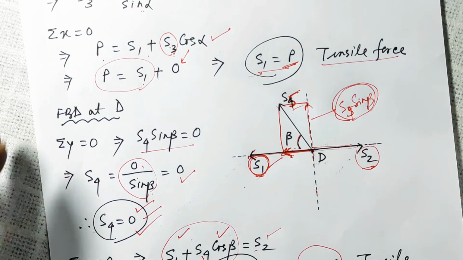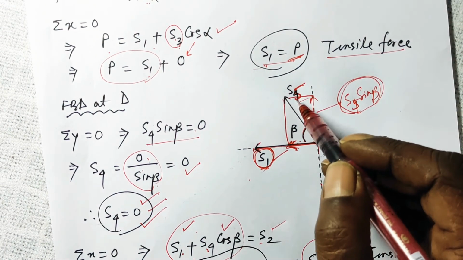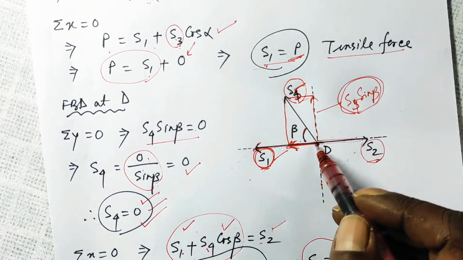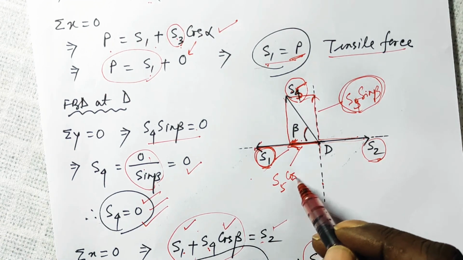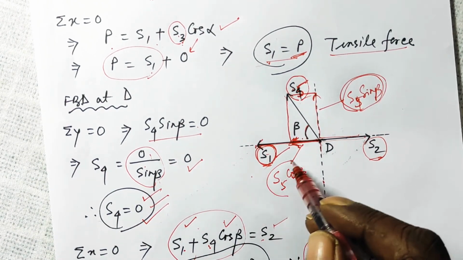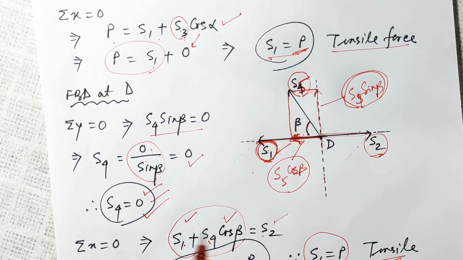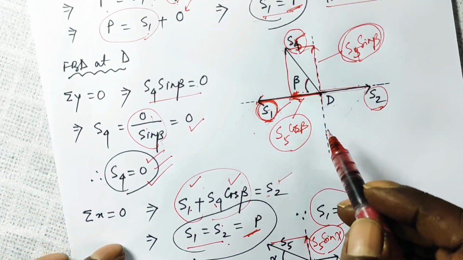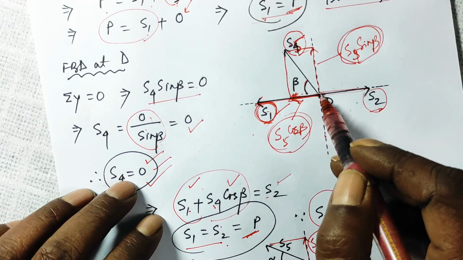S5 is found out to be 0. Make a slight change here. This is S5, not S4. So this is your S5 cos beta, and this is your S1. Both are in the same direction. So S5 cos beta plus S1 is equal to S2.